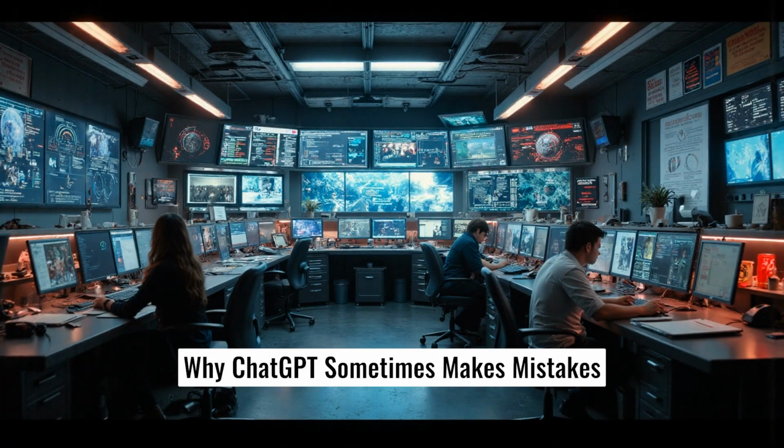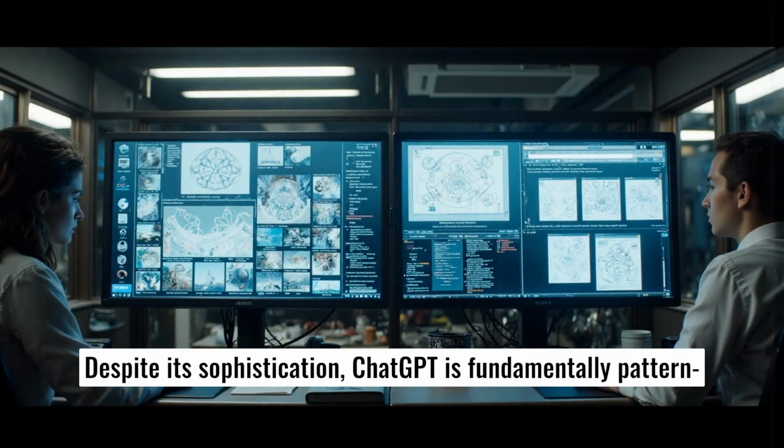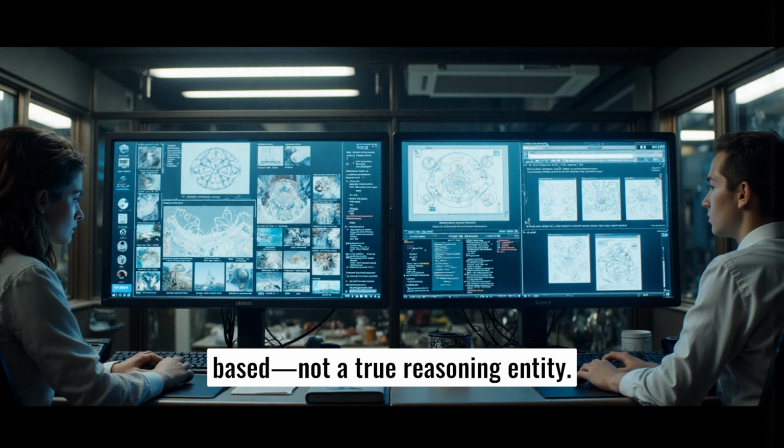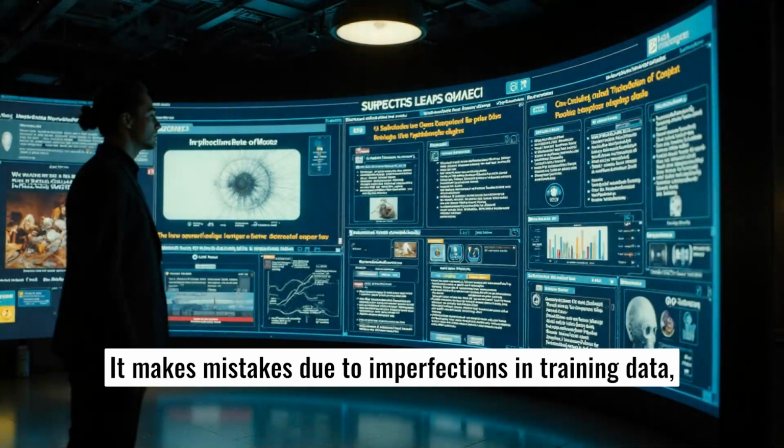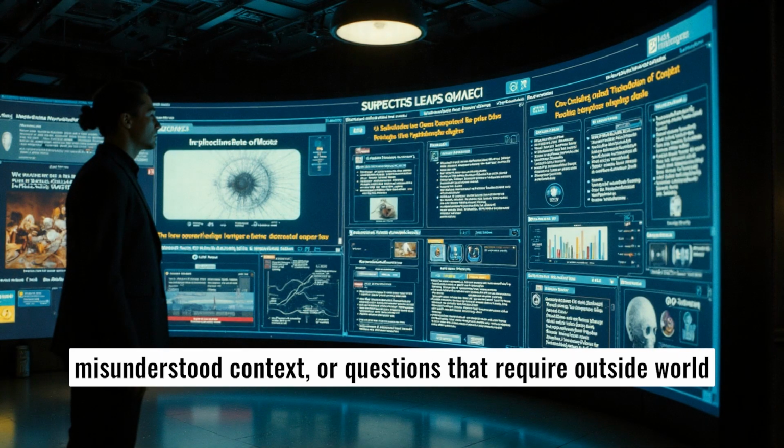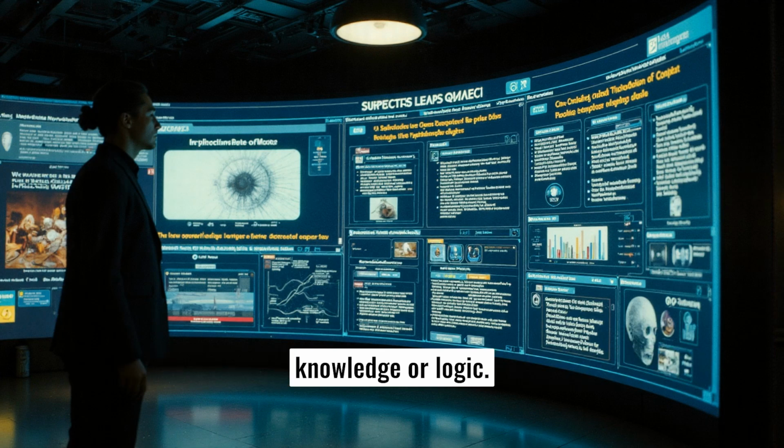Why ChatGPT sometimes makes mistakes. Despite its sophistication, ChatGPT is fundamentally pattern-based, not a true reasoning entity. It makes mistakes due to imperfections in training data, misunderstood context, or questions that require outside world knowledge or logic.